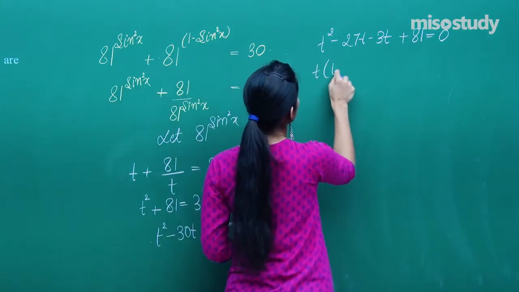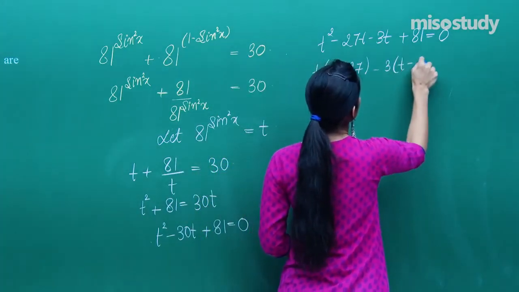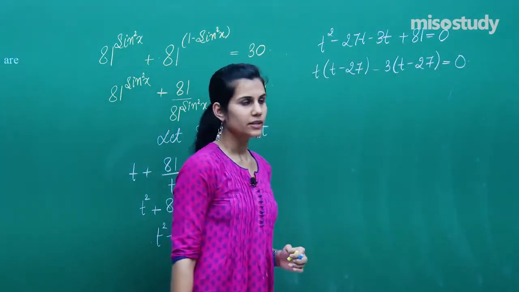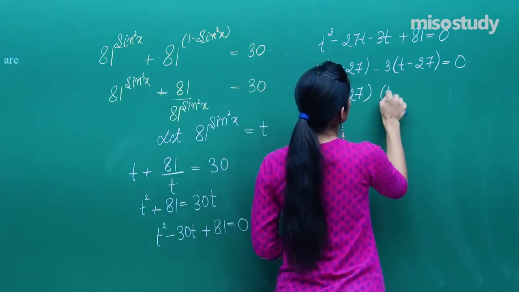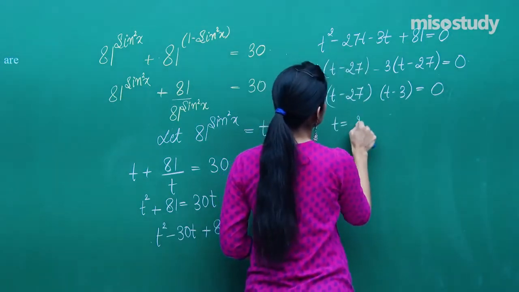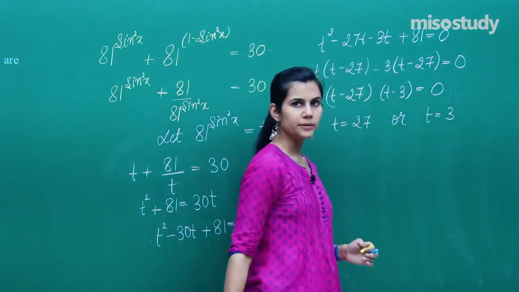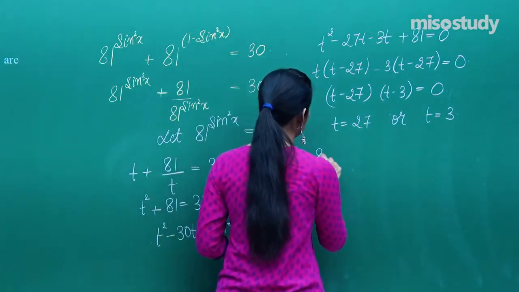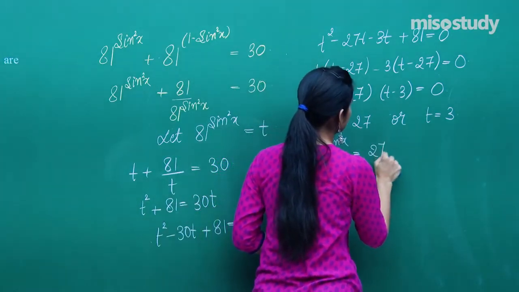This is t into t minus 27, minus 3 into t minus 27. This gives me t minus 27 and t minus 3 equals 0. This means t is 27 or t is 3. This means t is what? 81 to the power sine square x is 27.